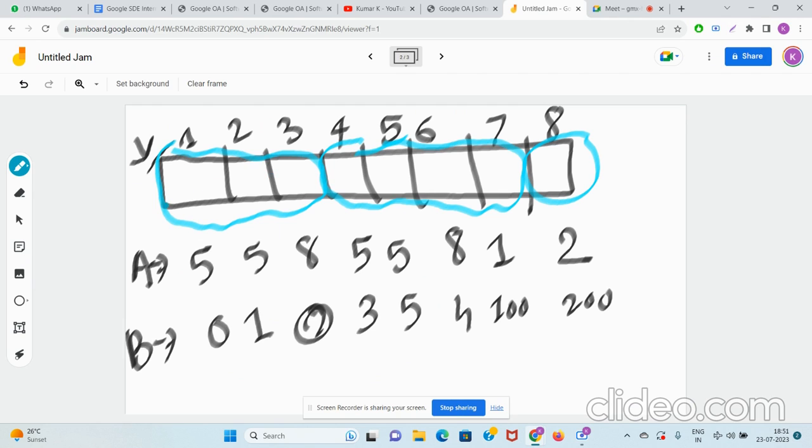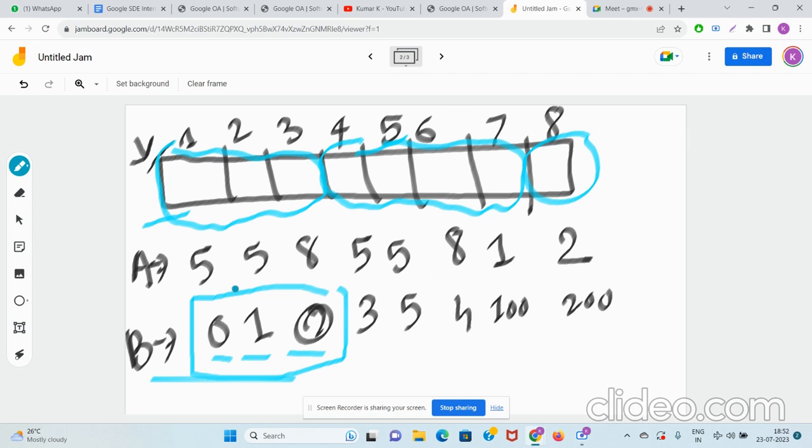If you are taking 1 to 3, whenever you are taking more than one element, the cost will be from array B. What is written in array B? 0 plus 1 plus 0, cost is 1. Who is writing 18? You don't have to use array A, you have to use array B. Whenever the number of elements in a part is more than 1, you have to use array B in the cost, not array A. That is what the question is trying to tell you.